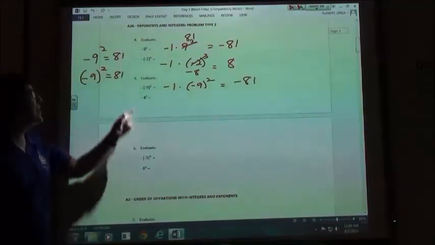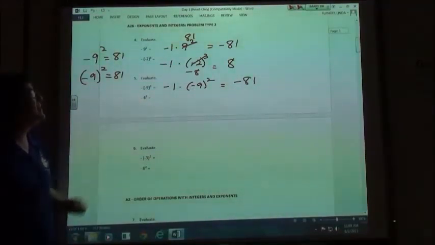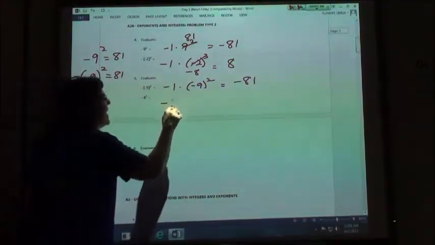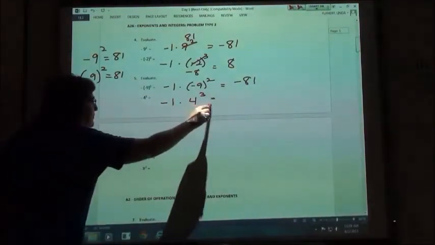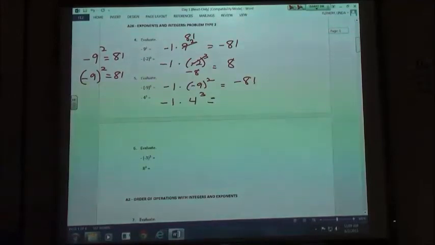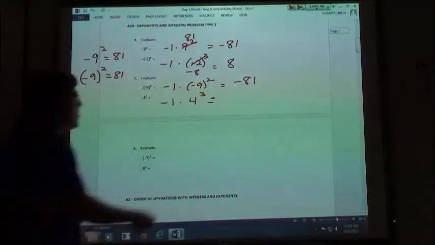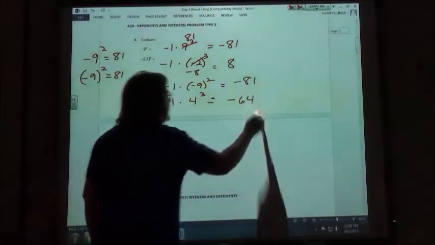Number 5, or the second one on number 5 there, notice the negative is on the outside, so again that's negative 1 times 4 cubed. That almost looks like an equal. Pretend. 4 cubed. 4 cubed is 64. 64 times negative 1, negative 64.